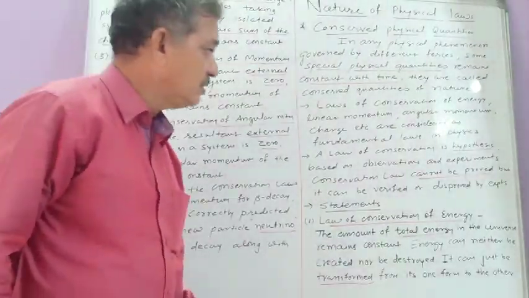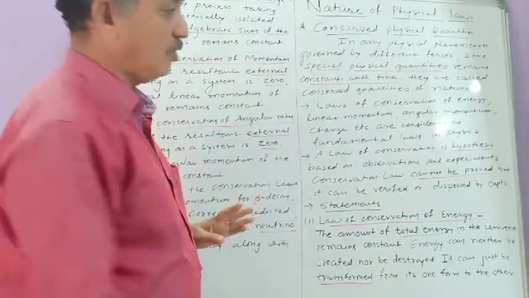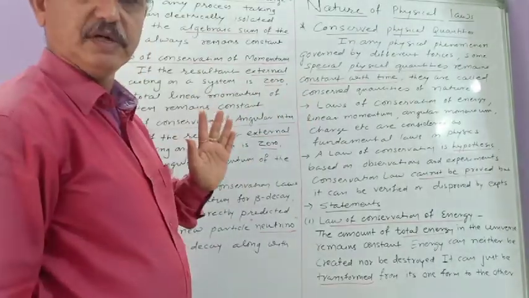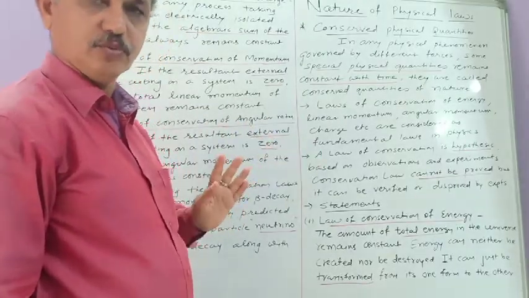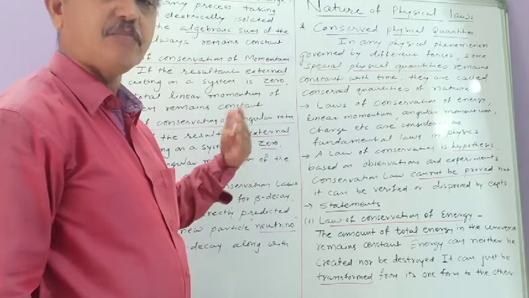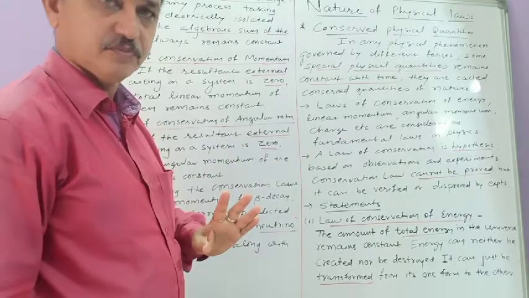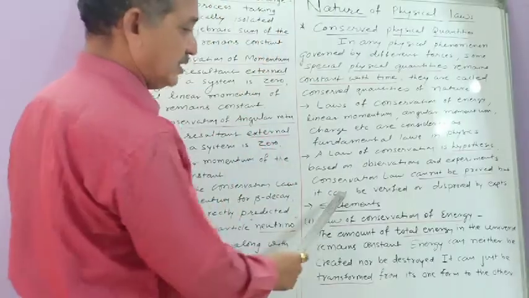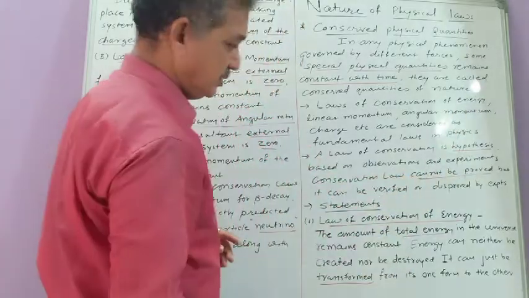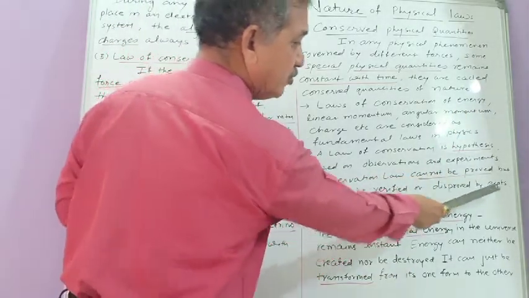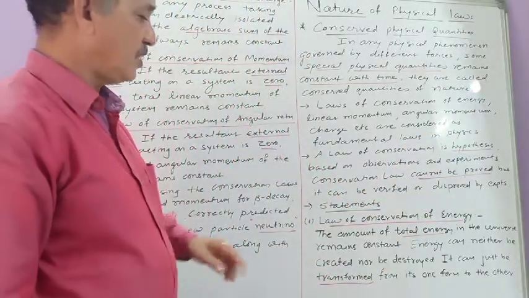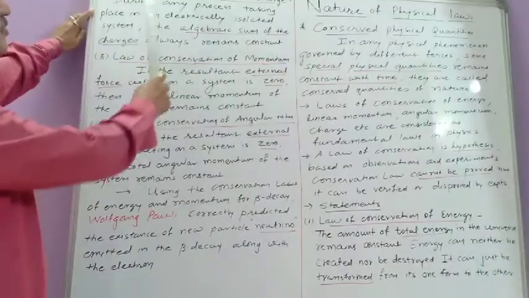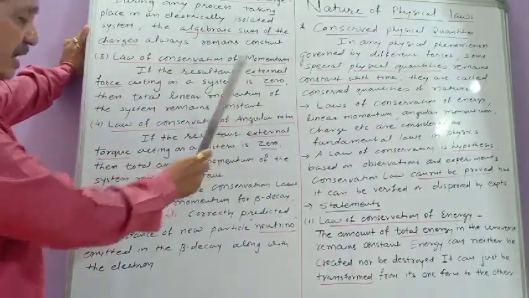Now remember, this kind of law of conservation is always a hypothesis. It is only a postulate. It is only logical. It cannot be proved like mathematics, 1 plus 1 equal to 2, but it can be verified or disproved only by doing experiments. So a law of conservation is always a hypothesis based on observations and experiments. This kind of conservation law cannot be proved, but it can be verified or disproved only by experiments. So here we have to study certain statements for the law of conservation of energy, charge, linear momentum and angular momentum.